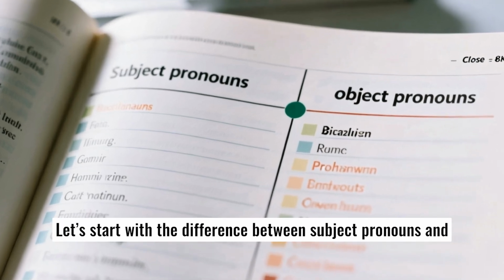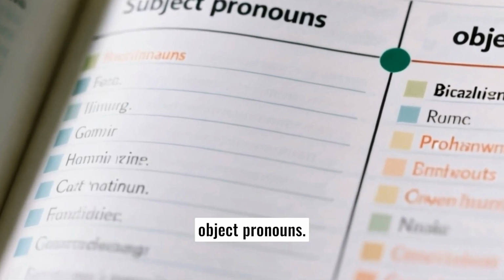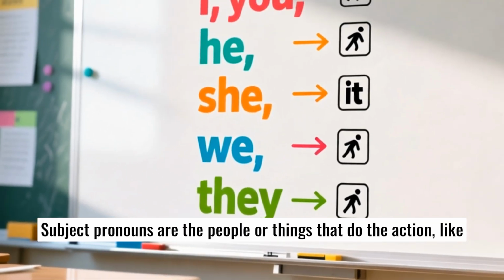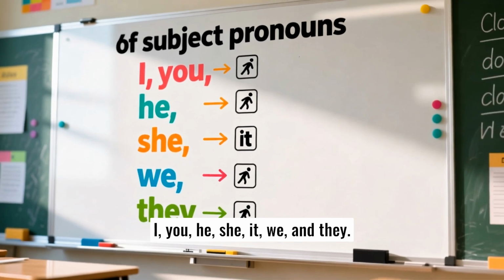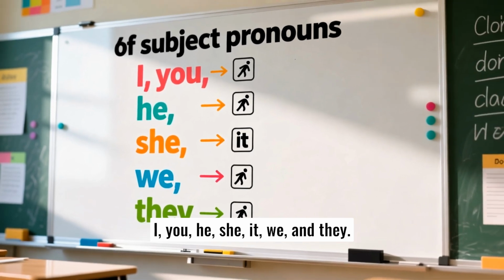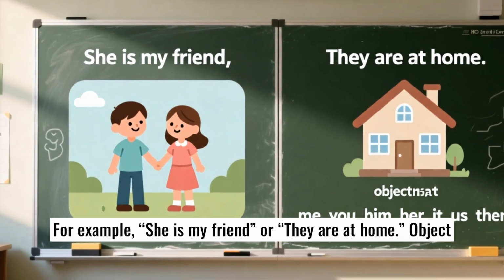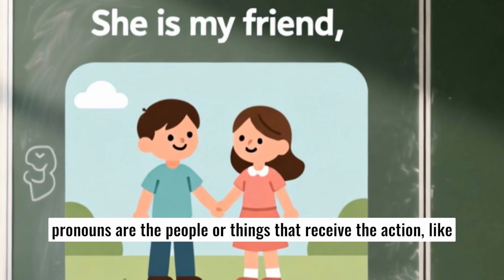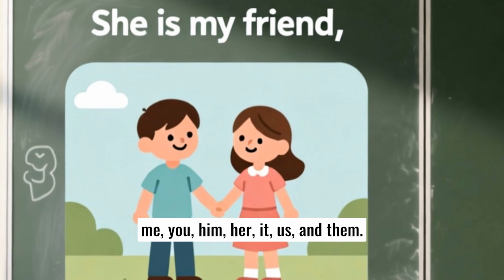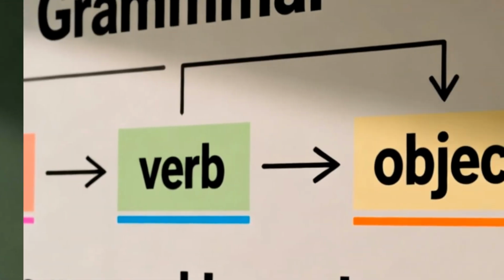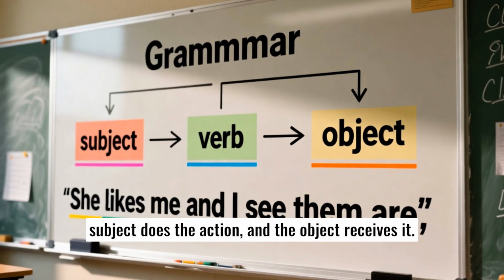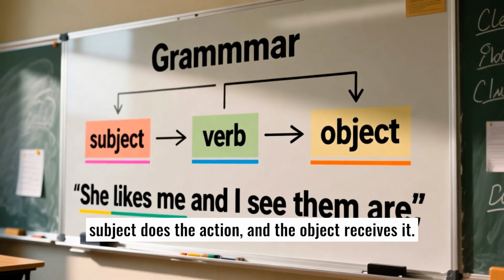Let's start with the difference between subject pronouns and object pronouns. Subject pronouns are the people or things that do the action, like I, you, he, she, it, we, and they. For example, she is my friend, or they are at home. Object pronouns are the people or things that receive the action, like me, you, him, her, it, us, and them. For example, she likes me or I see them. So remember, the subject does the action and the object receives it.